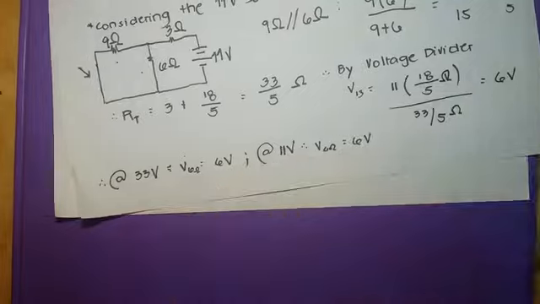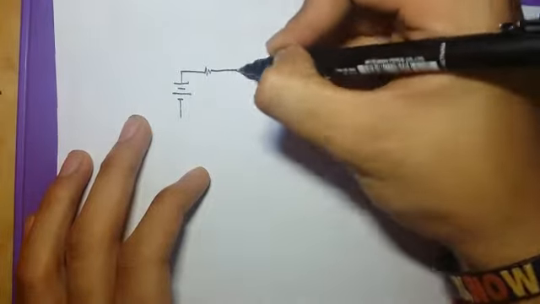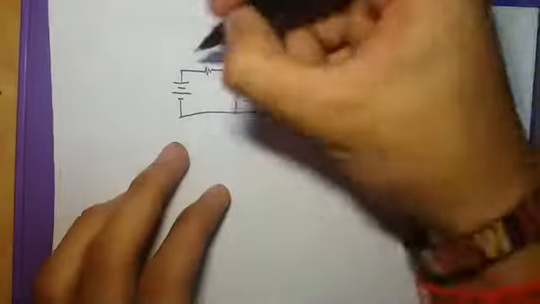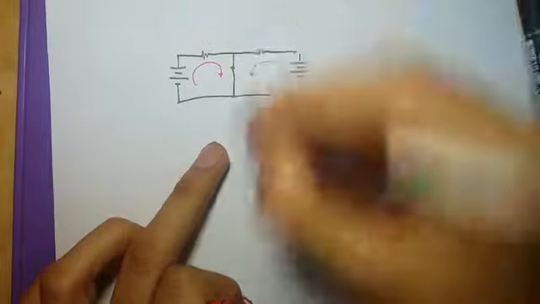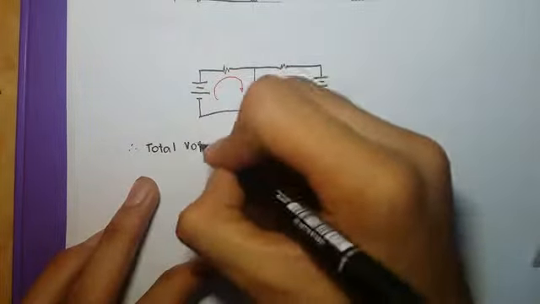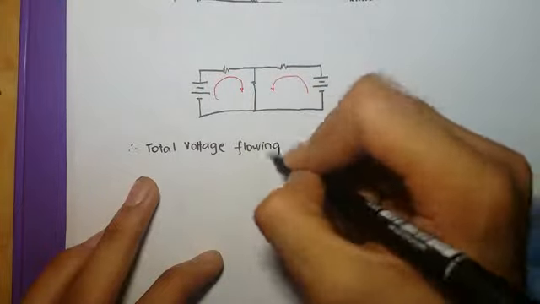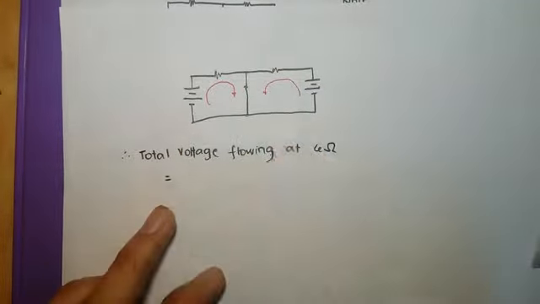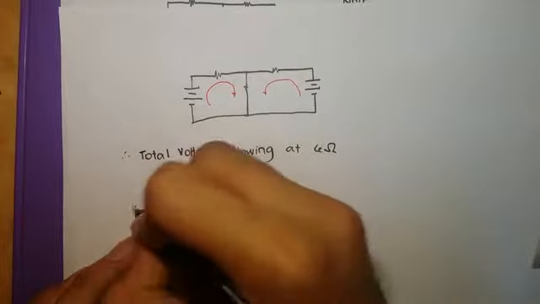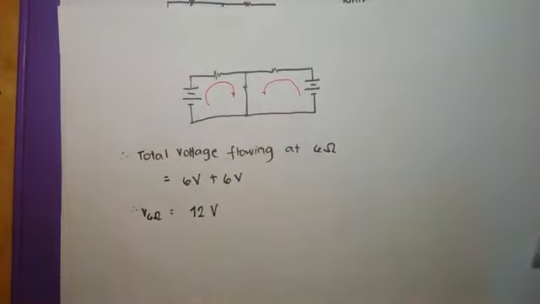So let's draw the circuit first. There you go. As you can see, the flow caused by the sources is like this. Therefore, the total voltage flowing at the 6 ohm resistor is equal to 6 volts plus 6 volts, or simply 12 volts. There you go.